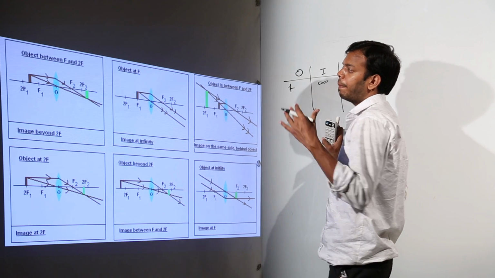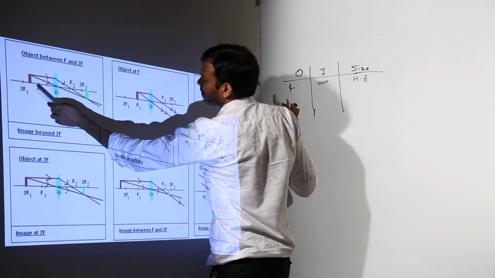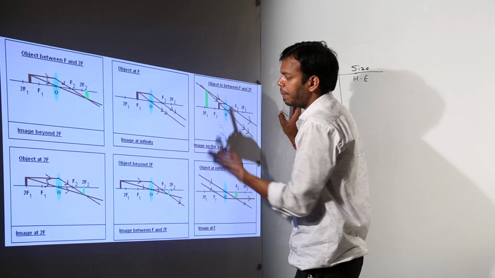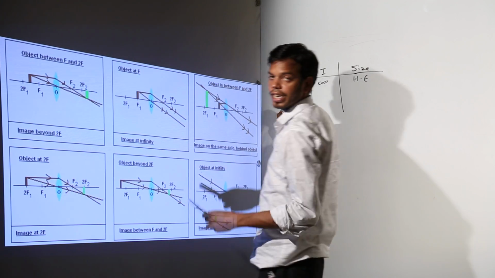Then take it backwards. Now place the object between f and 2f. Where has the image shifted? The image has come closer from infinity to 2f, within that range.